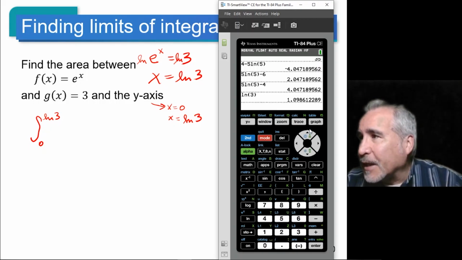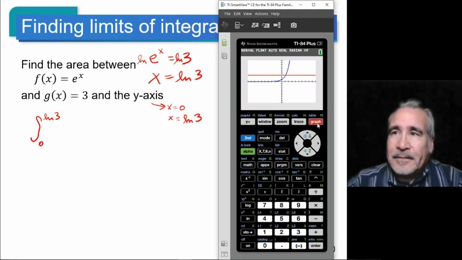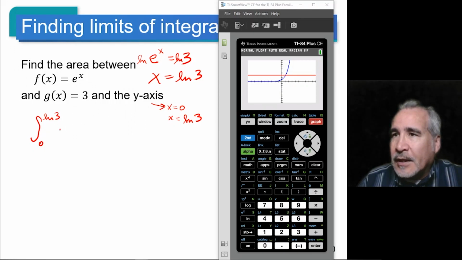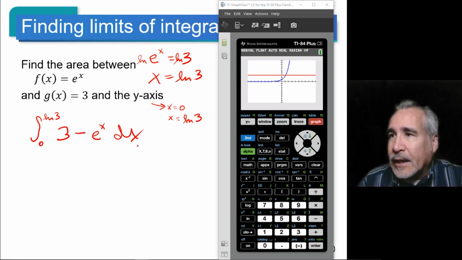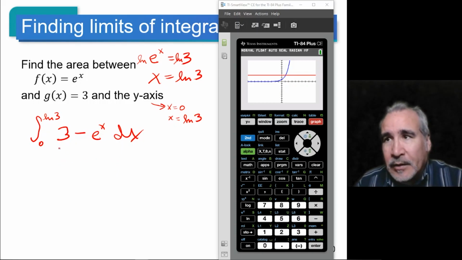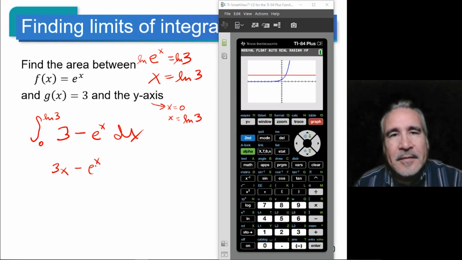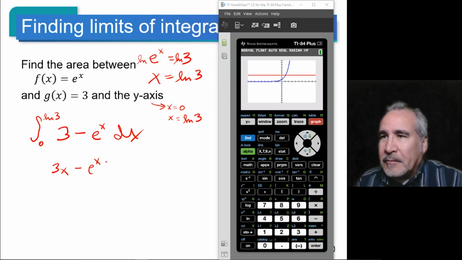1.0986123 if you rounded it. So that is the intersection point, natural log of 3. And we saw that y equals 3 is above, so we just put the function as 3 minus e to the x dx. We integrate: the integral of 3 becomes 3x, because if you take the derivative of 3x, you get 3. The integral of negative e to the x is negative e to the x. Simple. Not bad. Not that it's easy, because you have to know these things.